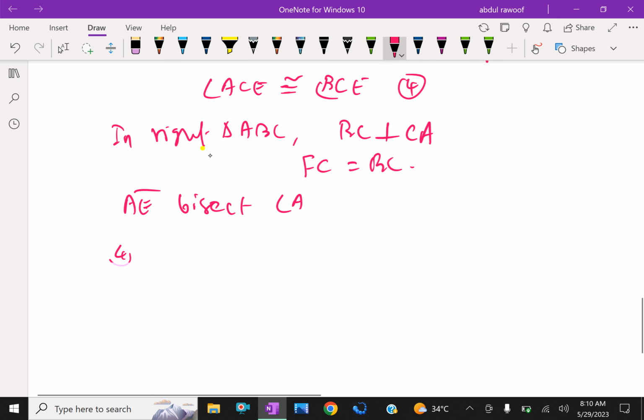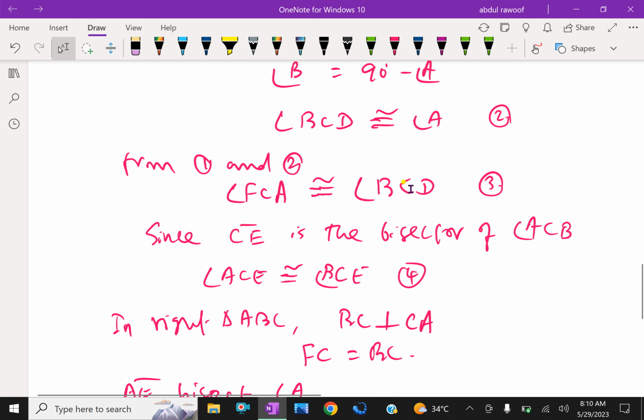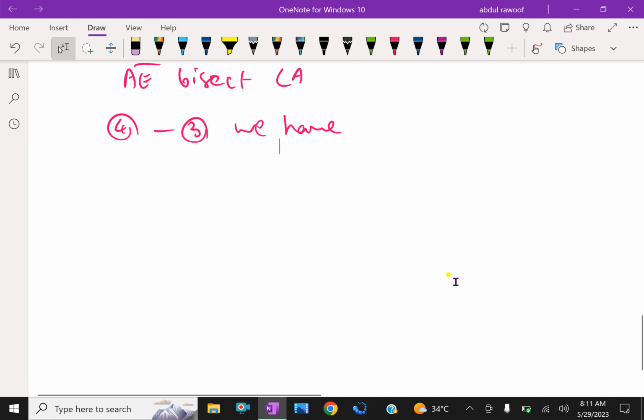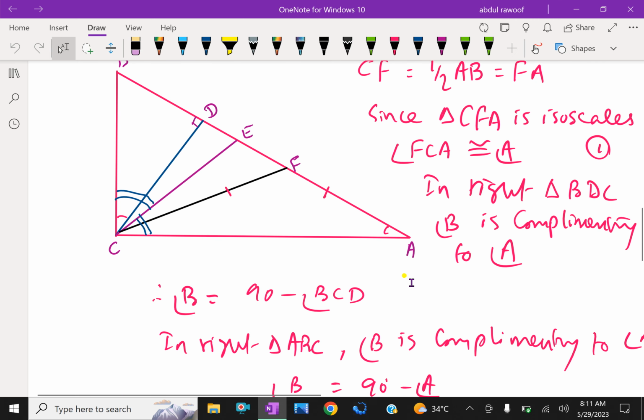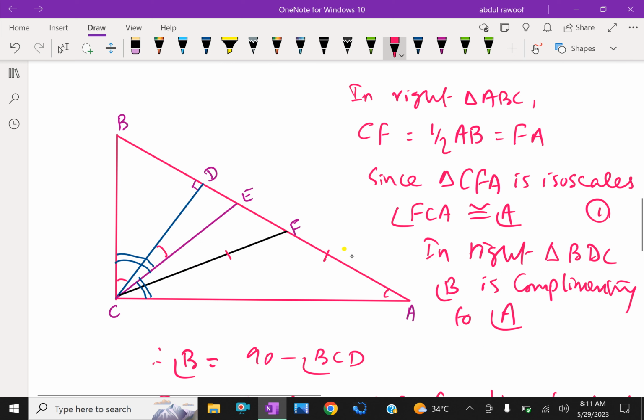Therefore, from 4 and 3, we have result 4: angle ACE equal to BCE, and 3: FCA equal to BCD. From that 3 and 4, we can get angle DCE is congruent to ECF. Hence we prove. Therefore we proved this is congruent to this.